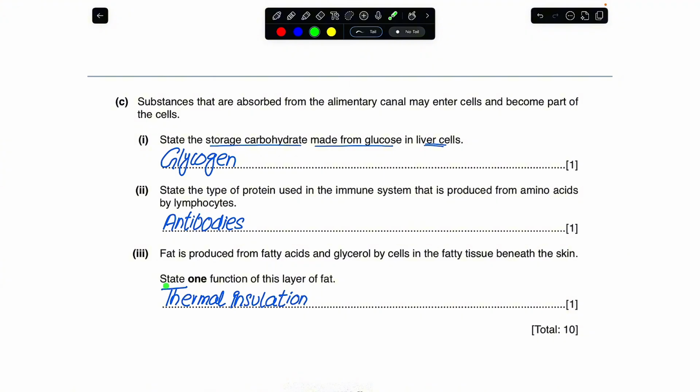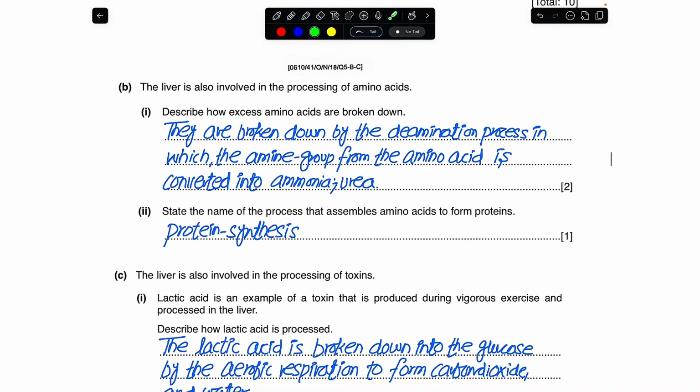For 1 mark, they want you to state one function of this layer of fat. So, in the context of being deposited beneath the skin, the role of the fat would be providing thermal insulation. Now, if we look toward the October-November 2018 paper, the theory paper variant was 4-1, and in your exam, this was the B and C part of question number 5.